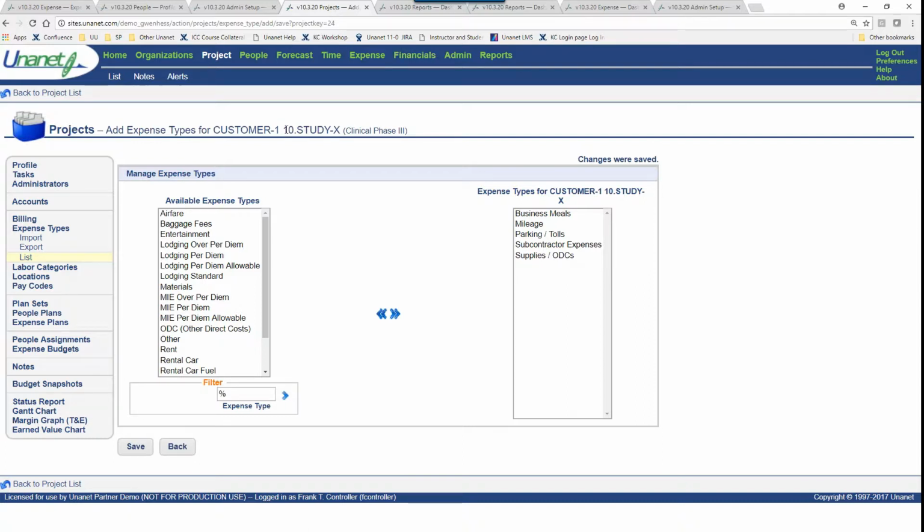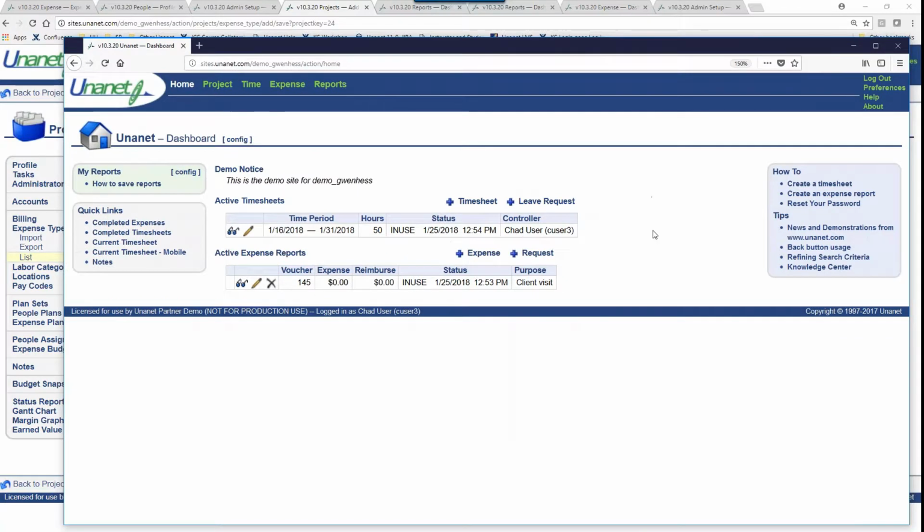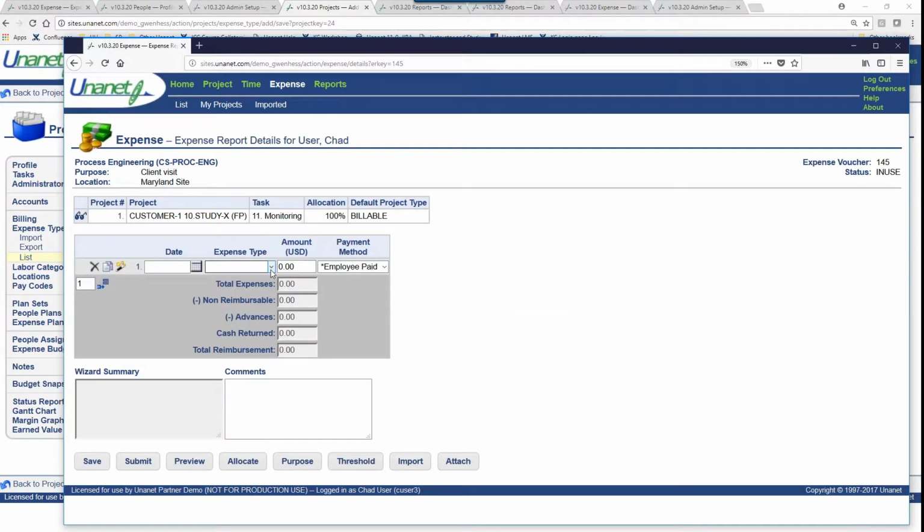So here I'm on this particular project, 10.StudyX, and in the left navigation area, again, I would have to be a Uninet admin or a project manager to be able to make these types of updates to the project. I can limit which expense types are available to this project. Now you notice there are 5 here that are available, but Chad only had 3 on that screenshot. And in fact, I'm not going to switch over into a different browser here because I'm logged in as Chad user here. And what I want to do is show you on his expense report that when he goes over, and again, he has selected this 10.StudyX project that he's putting against, he has business meals, mileage, and parking tolls available.